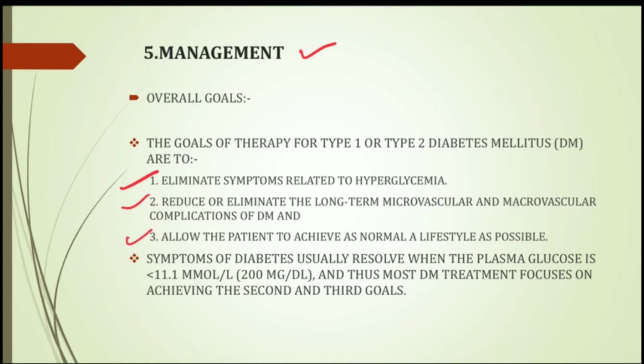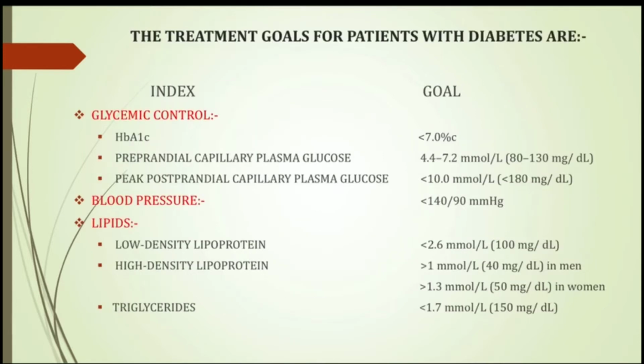Also please take note that the symptoms of diabetes usually resolve when the plasma glucose is below 200 mg per deciliter. Thus most diabetes treatment focuses on achieving the second and the third goals. So in this slide we will talk about the treatment goals for patients with diabetes.